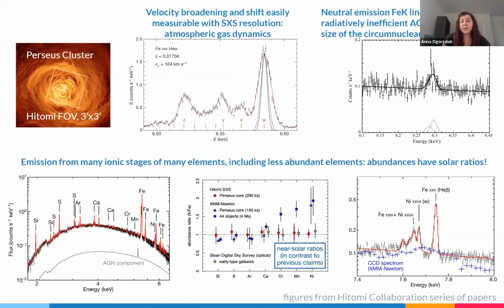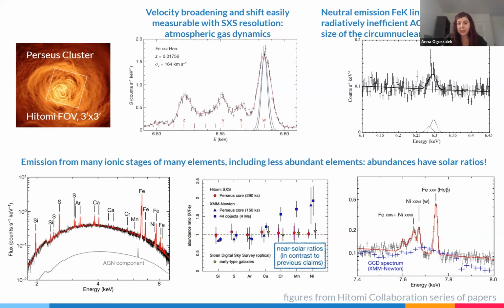As shown here in the top central panel, we clearly detected velocity broadening. We show the data with black points, and the resolution of the detector is shown as a black solid line underneath the brightest emission line here. So you can see that you can clearly resolve turbulence.